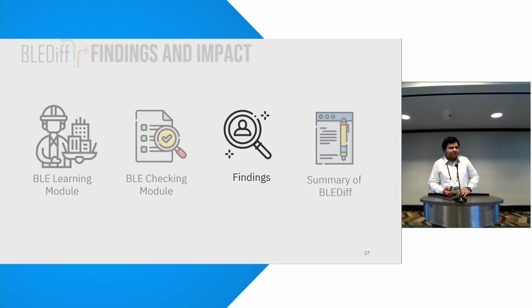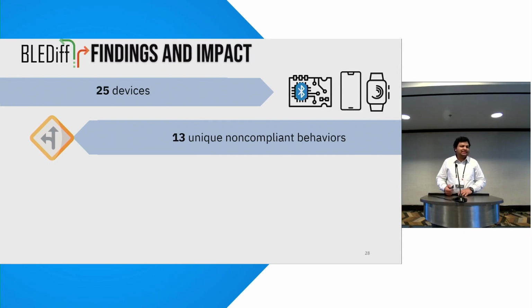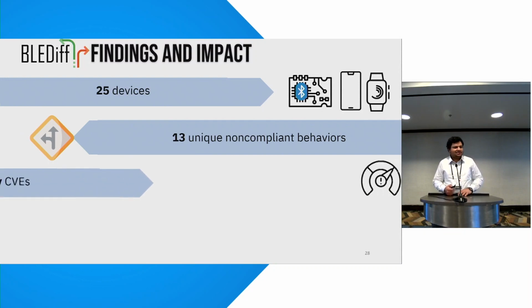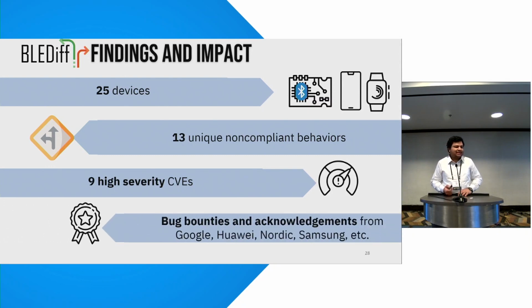Now, from the findings point of view, we tested BLEDiff on 25 devices. We found 13 unique non-compliant behaviors and 9 high-severity CVEs, and lastly, we got bug bounty acknowledgments from all these vendors. So there are a lot of interesting bugs. I will just talk about one for time's sake.